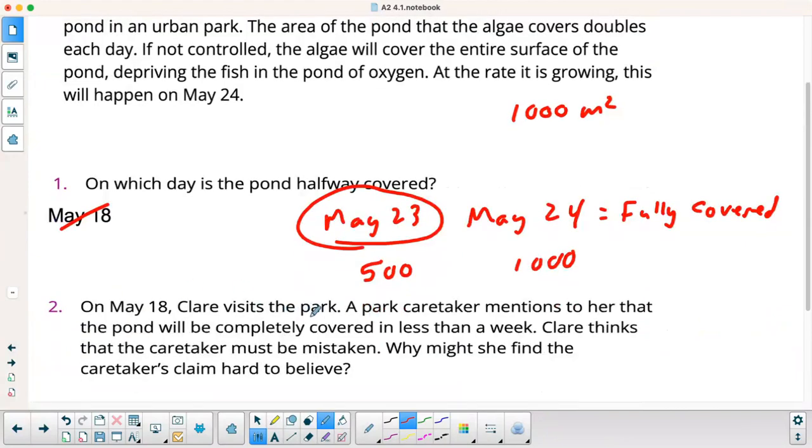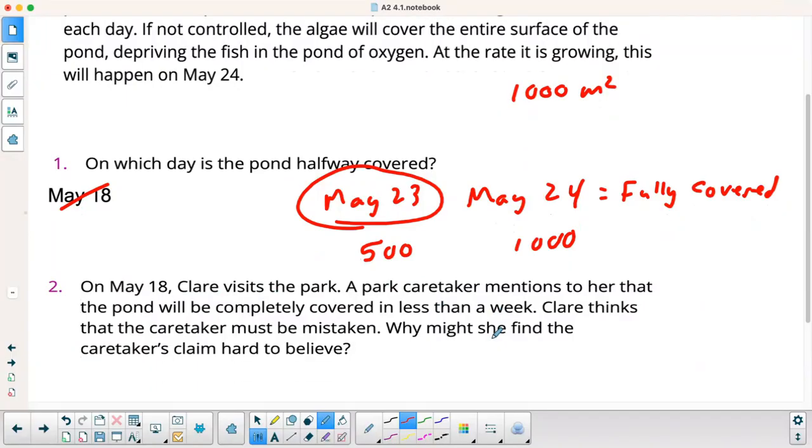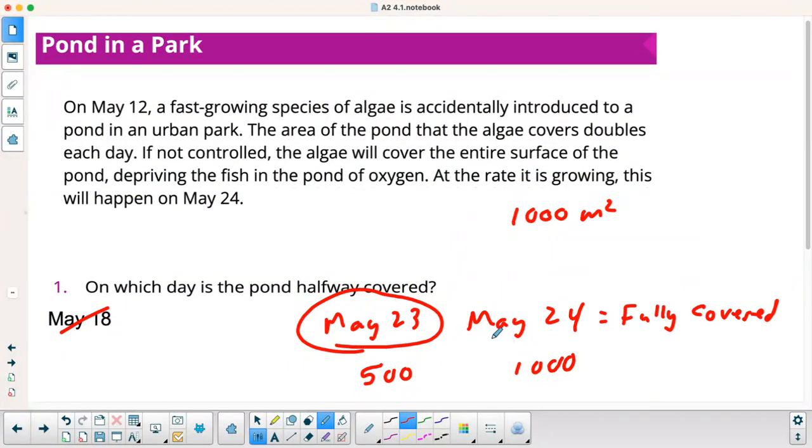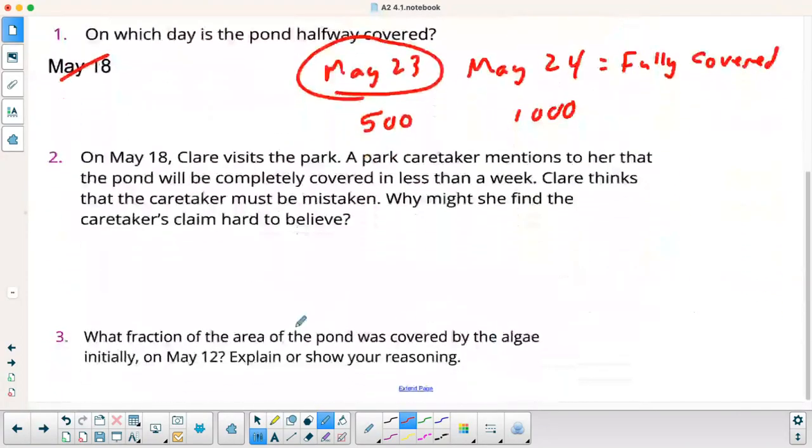On May 18th, Claire visits the park. A park caretaker mentions to her that the pond will be completely covered in less than a week. Claire thinks that the caretaker must be mistaken. Why might she find the caretaker's claim hard to believe? Well, because on May 18th, you're not even, you're much less than half covered, because you don't get to half until May 23rd.